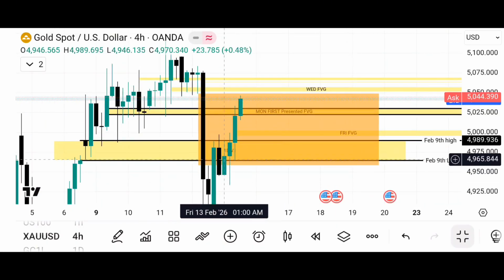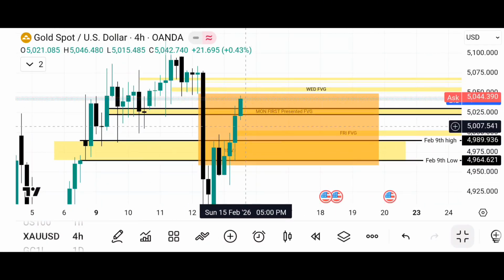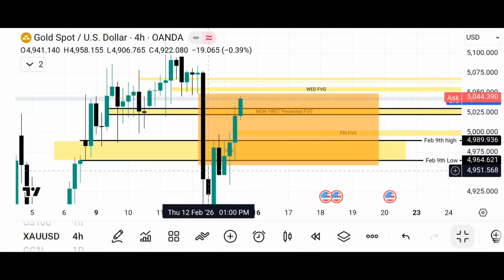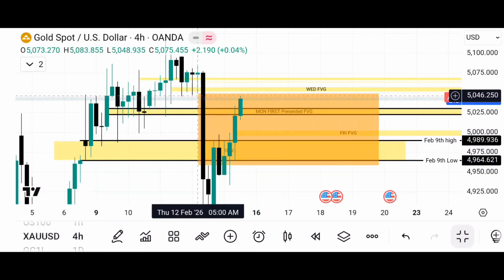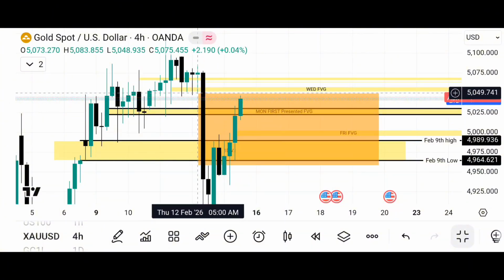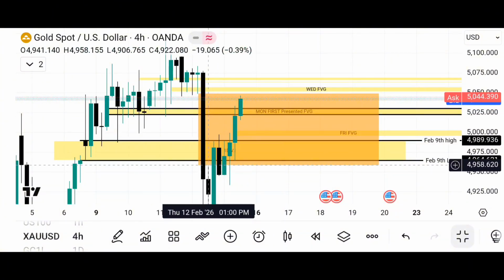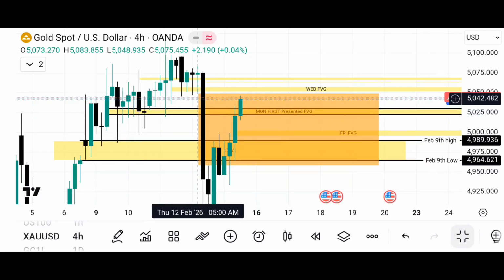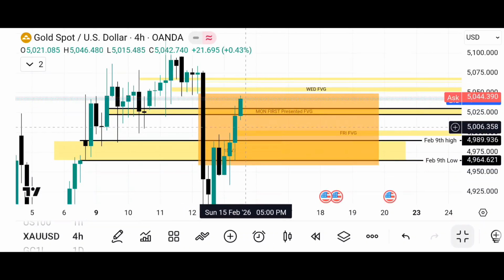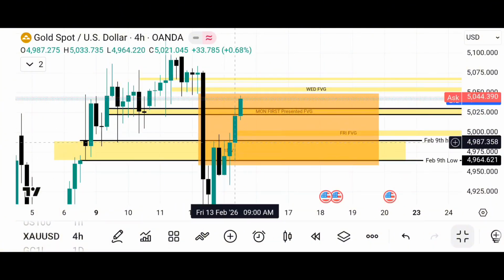You can see price trading up to fill up this inefficiency on Friday. The high of this candle and the low of this candle right here. The high of this candle at 5 a.m. and the low of this candle at 1 p.m. So you can see price trading to fill up this inefficiency on Friday, 13th of February.